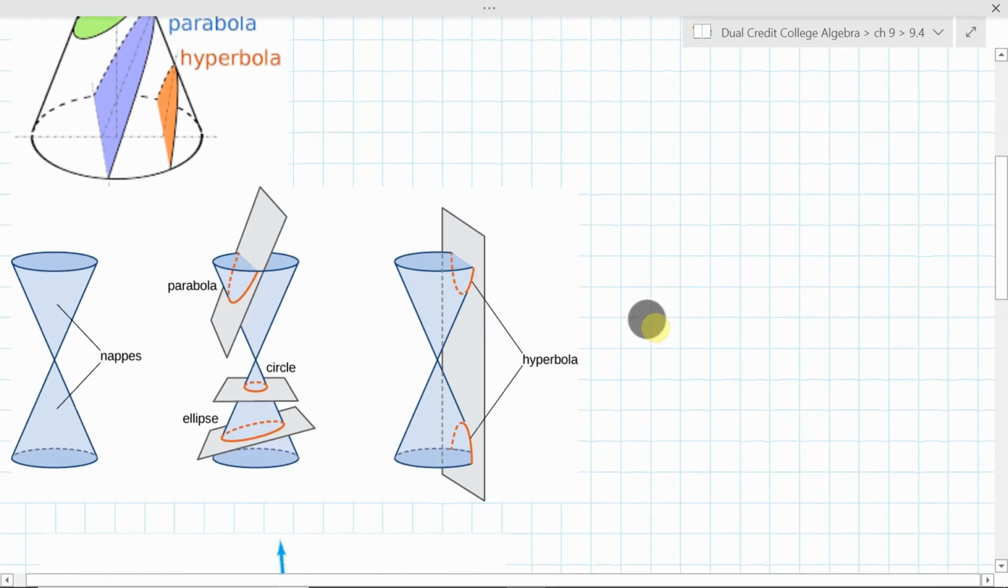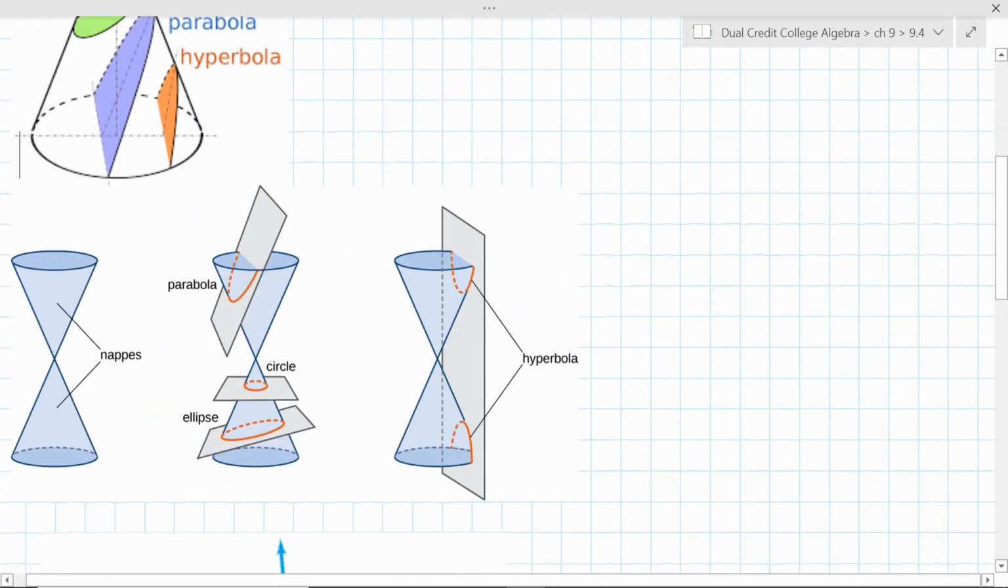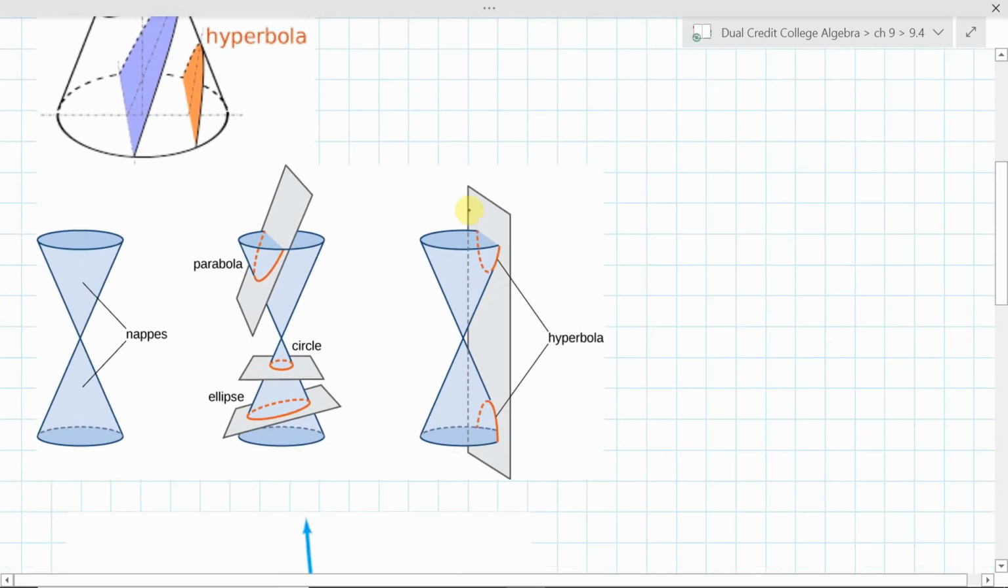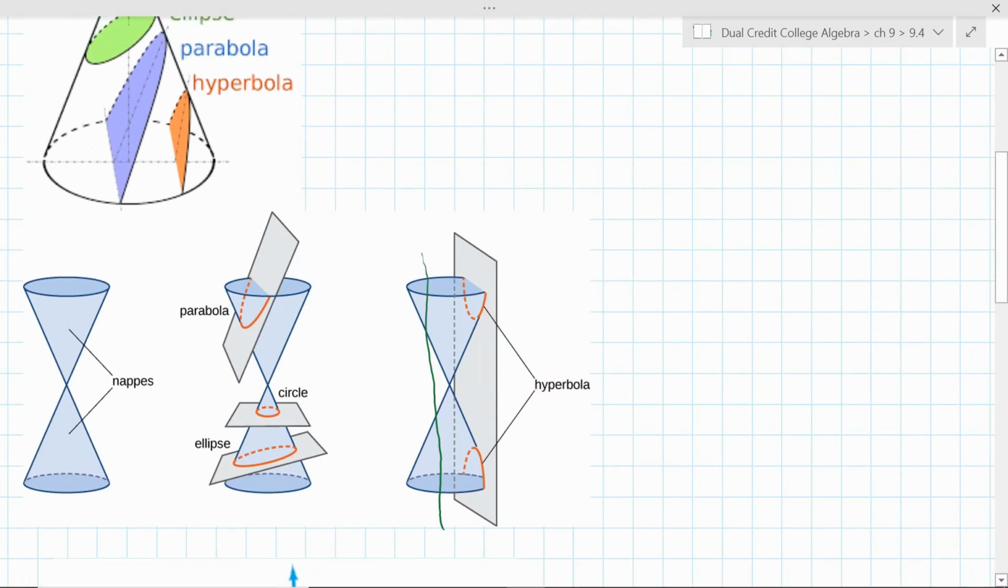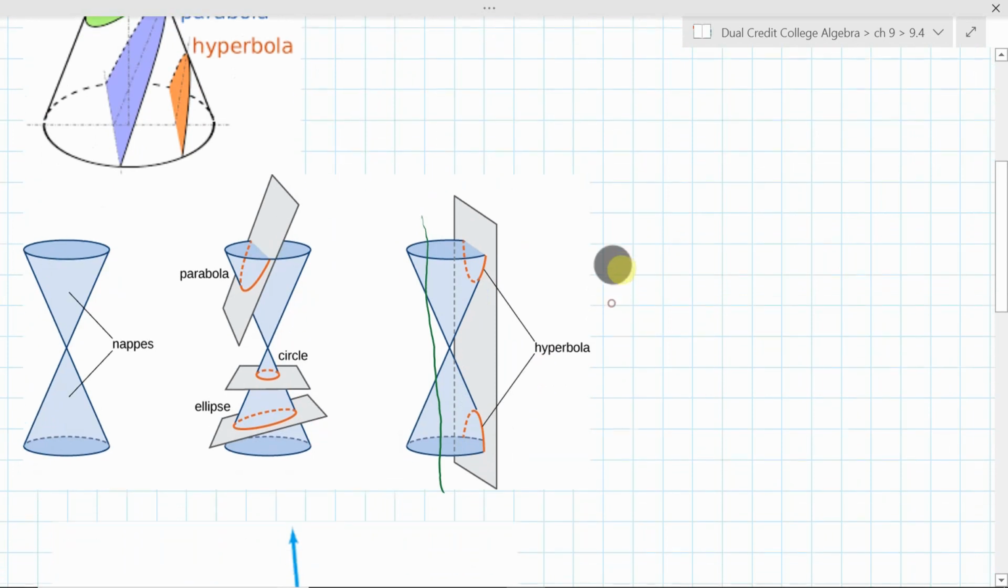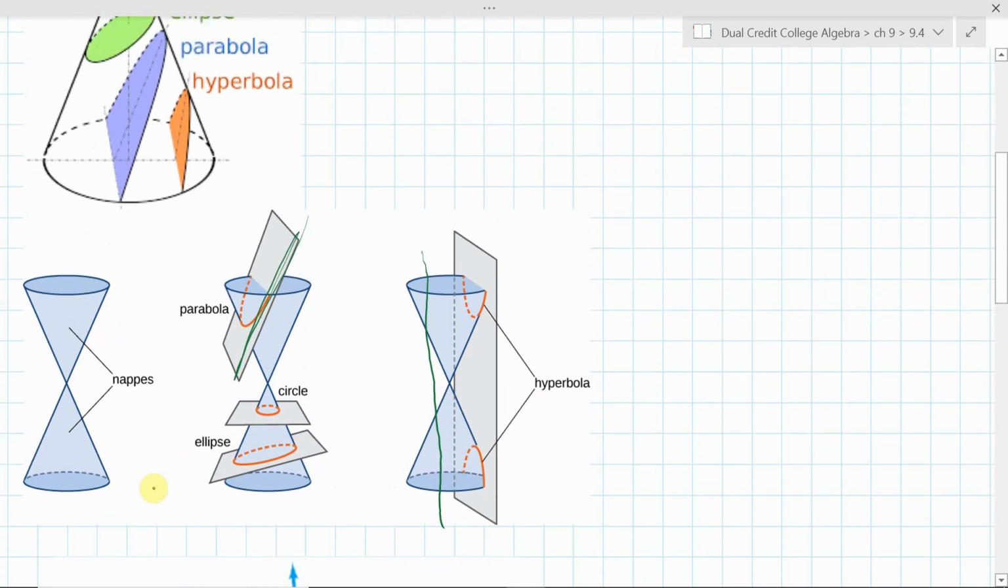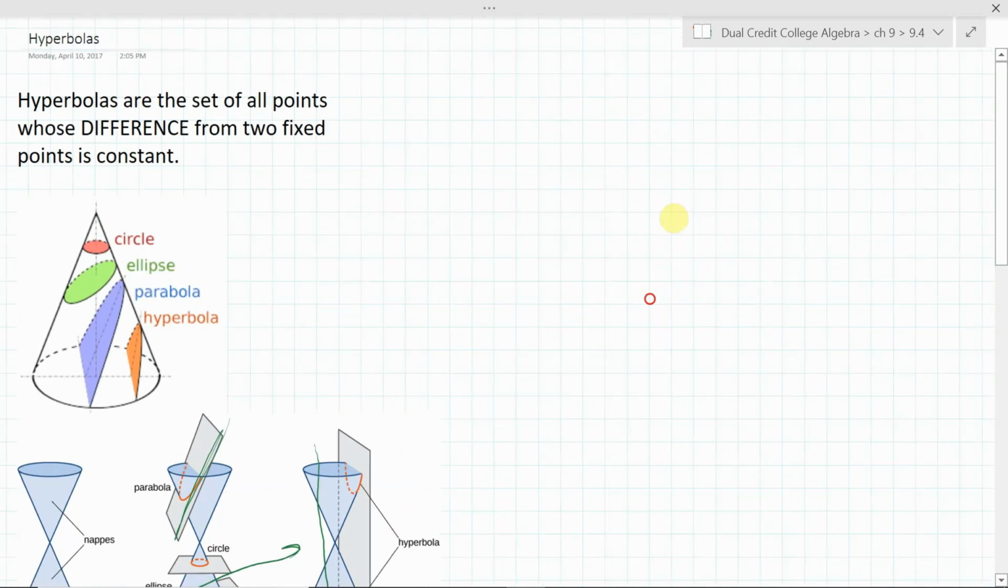And here are just images of what I just described. It doesn't have to be like slicing it vertical through the cone to generate a hyperbola. It's anything that's off of those parabola intersections, and it's not going to cut all the way through like an ellipse would. Okay, it's going to hit both sides.